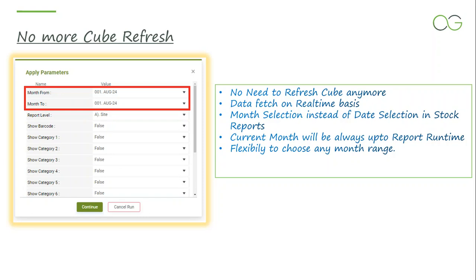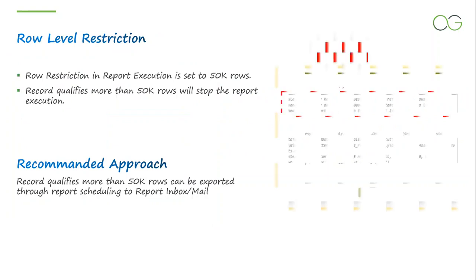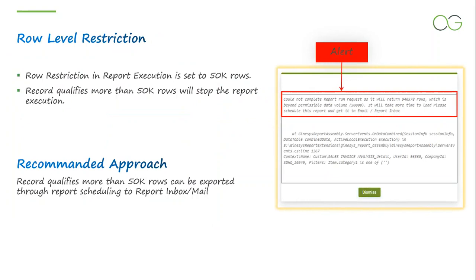Now moving into the next slide, row level restriction. We have observed that reports containing thousands and lakhs of records are generated just for the purpose of export in CSV or Excel. Our recommended approach for export-only reports is scheduling to report inbox or email. This process is more optimized because it skips the report rendering time.